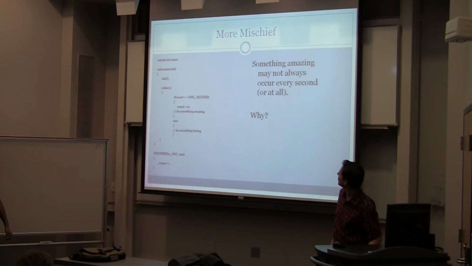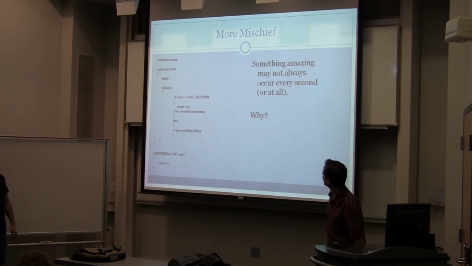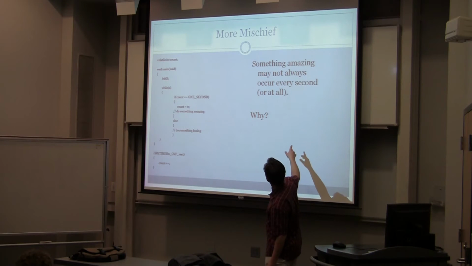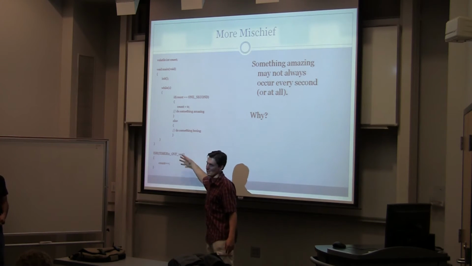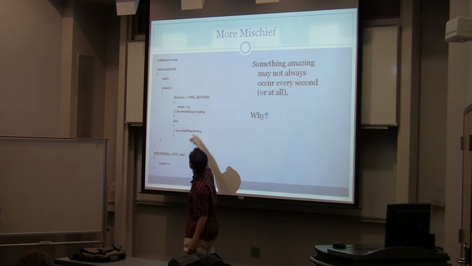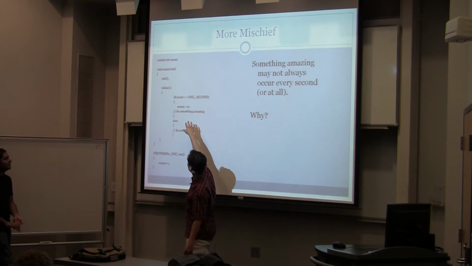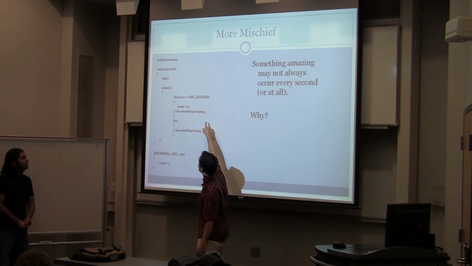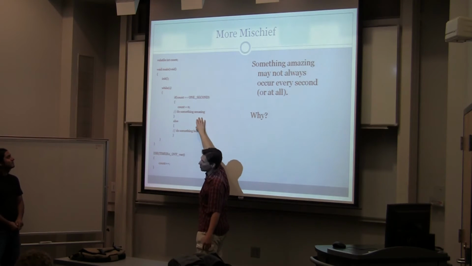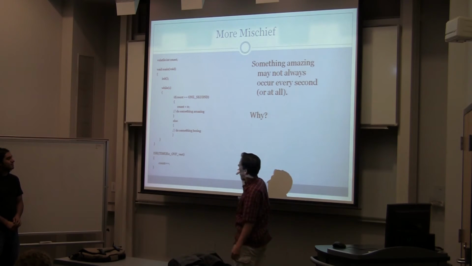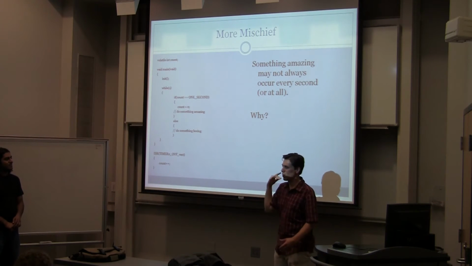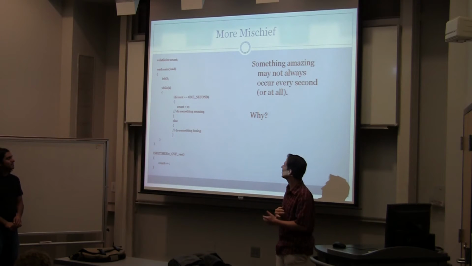Okay, so another one. So here, maybe you're counting something up at a certain frequency. Let's say it's 1,000 times a second. So maybe at 1 second you're saying if the count is equal to 1,000, set the count back to 0, do something amazing, otherwise do something boring. The problem with this is that at 1 second you may or may not do something amazing or boring.